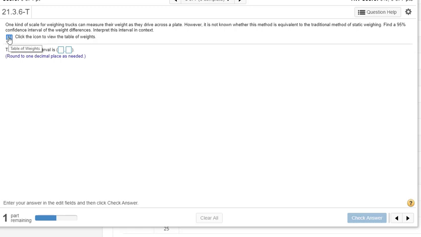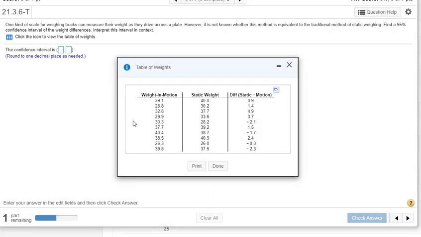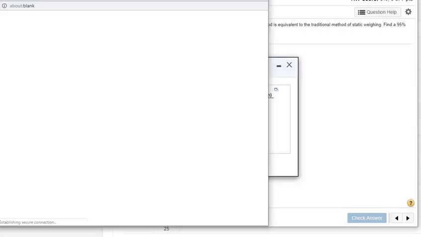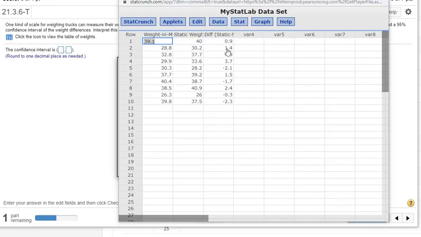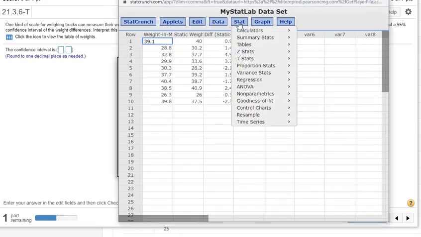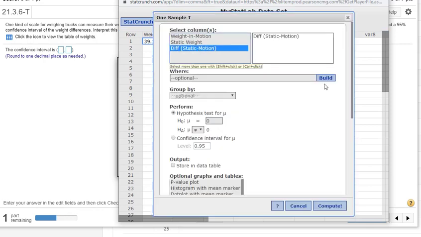Okay, so let's go ahead and click on the icon to view the table of weights. I'm going to go ahead and open this up in StatCrunch. We have weight in motion and static weight, and then they did static minus weight in motion. Okay, we have a couple options here. We can go to Stat, T Stats. It is paired, but they've already done the difference for us. So I could go to one sample, I have the raw data, and just select the difference, static minus motion.